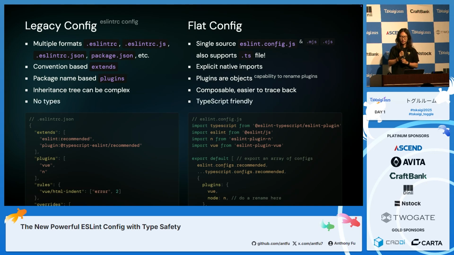Finally, the legacy config is usually JSON, which is very hard to type check, while the flat config is now a JS file, and it also supports TypeScript, which means it will be a lot easier to ensure type safety.